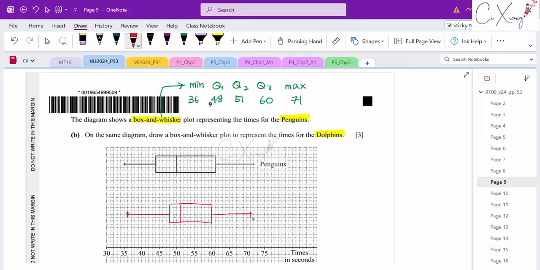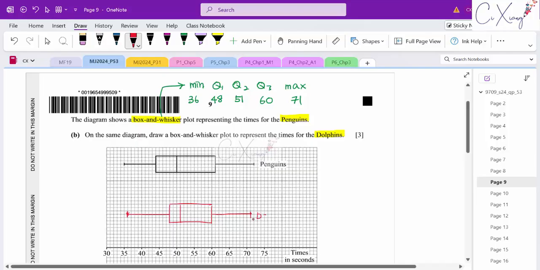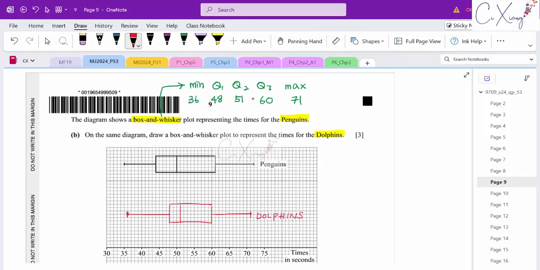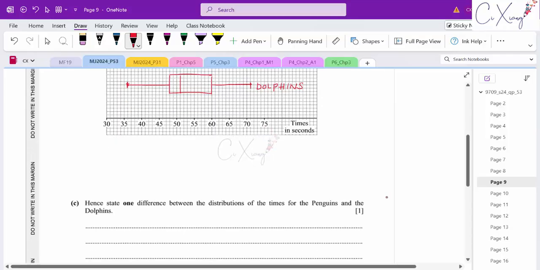After you put in all the values here, don't forget to label. Okay, so this is how we actually draw the box and whisker plot. We need to find out these 5 values first. Alright, then let's proceed to part C.